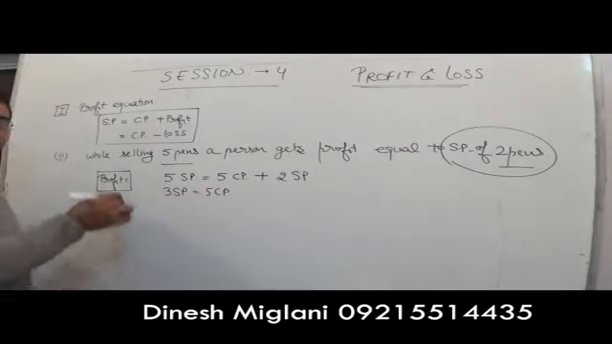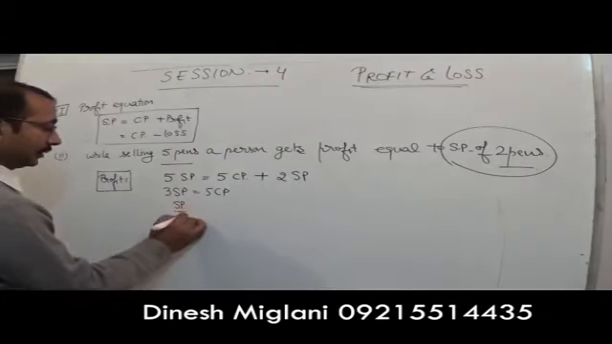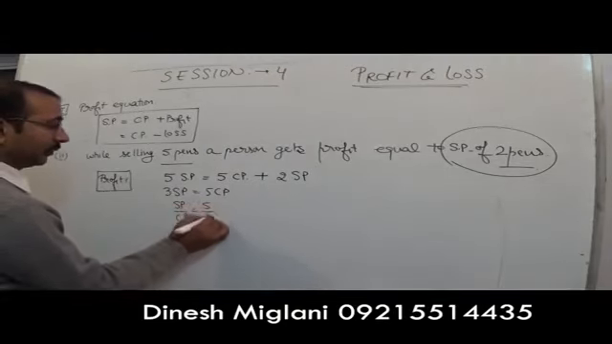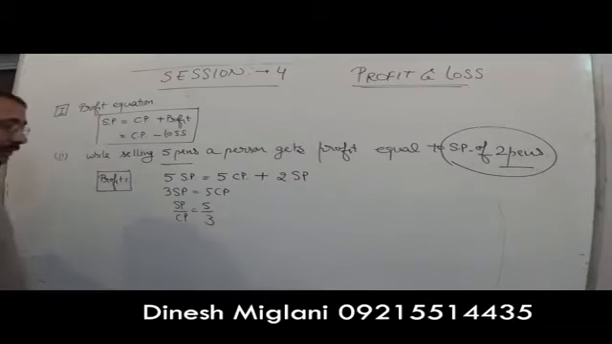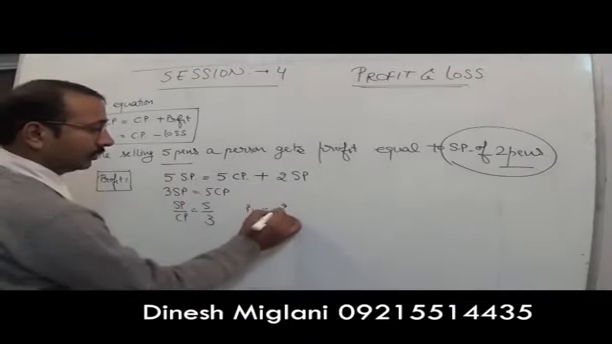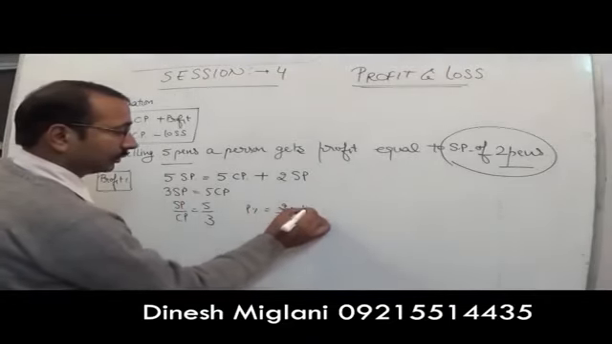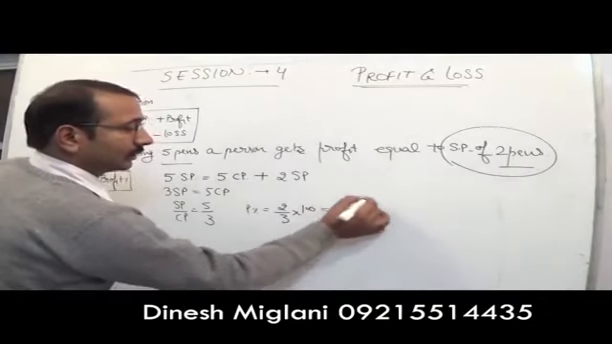Now this question is the same as I discussed earlier. So I can say SP upon CP is equal to 5 upon 3. My selling price is 5 and cost price is 3. It means I am in a profit and my profit percentage is 2 upon 3 into 100. So I can say profit percentage is 66.66%.